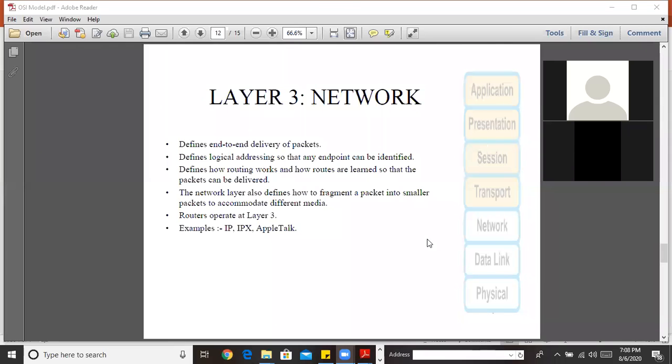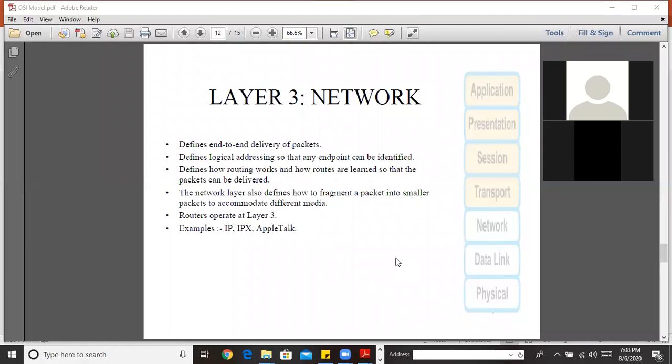OSPF stands for Open Shortest Path First. IGRP stands for Interior Gateway Routing Protocol. In the new version of IGRP, we have added an E, which stands for Enhanced Interior Gateway Routing Protocol. Then there is BGP. BGP stands for Border Gateway Protocol.